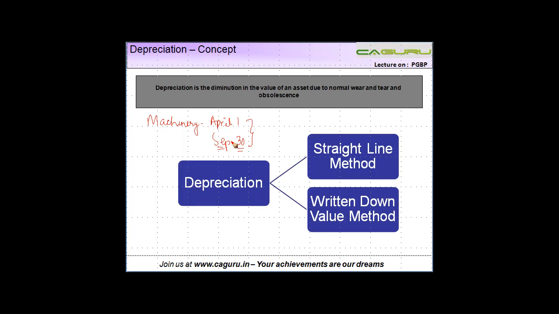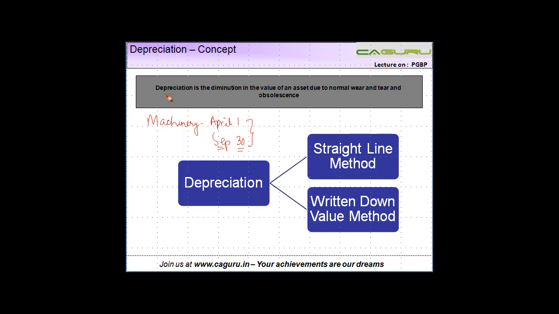Now this diminution or decrease which happens in the value of machinery due to use over a period of time, over this 6 months period, is called depreciation. So depreciation is nothing but the diminution in the value of an asset arising out of use, wear and tear, or due to passage of time. Even if this machinery was kept idle in the open, or wherever it has to be kept, for 6 months, the value will certainly go down. I mean, even if it were not used.